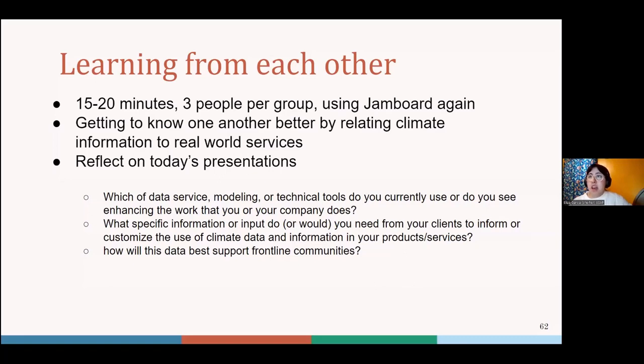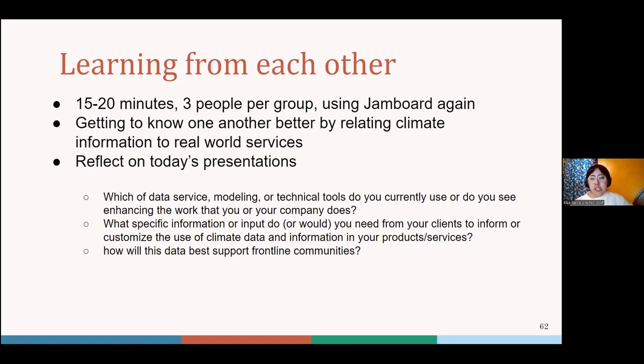I believe that Mia is putting the Jamboard in the chat, but we are going to again go into smaller groups for about 20 minutes, and you're going to be using the Jamboard really just to collect your ideas and thoughts so you don't forget them. But this conversation will happen in your small groups, and you're going to reflect on today's presentation, really looking at the three questions that you see on the Jamboard.